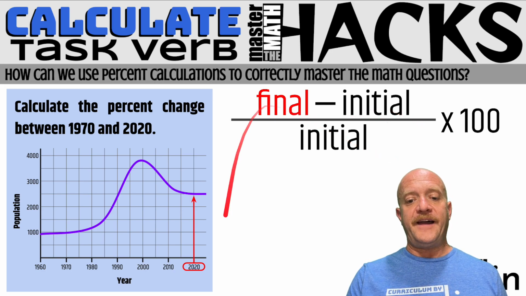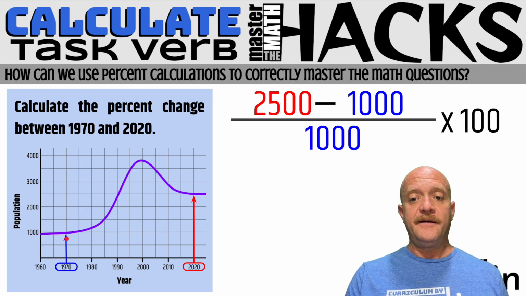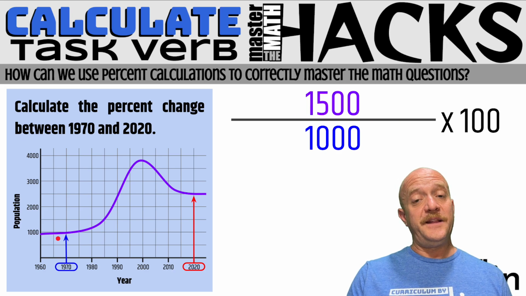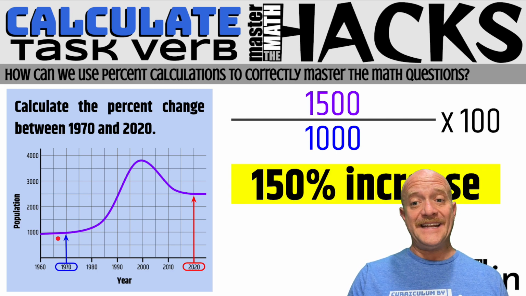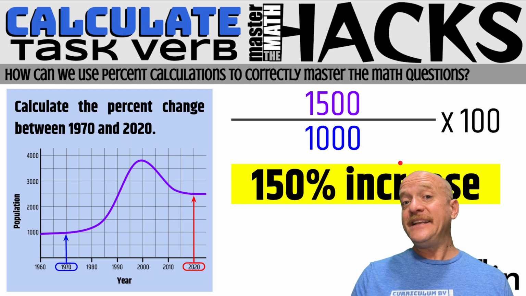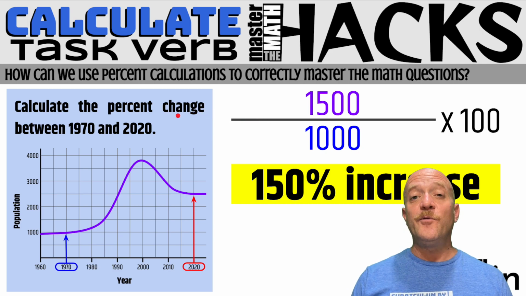Red and blue: final value minus the initial value, divided by the initial value. 2,500 minus 1,000 divided by 1,000. 1,500 divided by 1,000 is really 1.5, times 100. 150% increase. Because this number was positive, it is an increase. If it says percent change and the value is negative, it was a decrease.